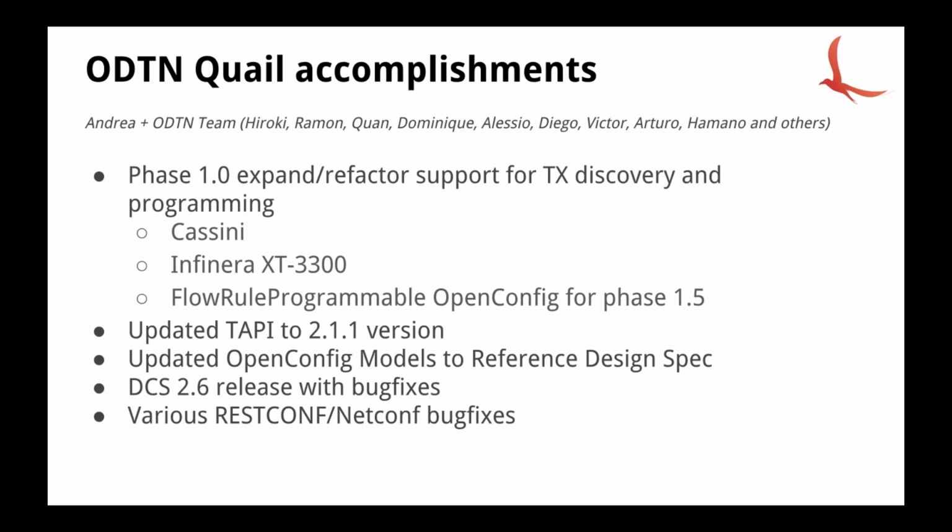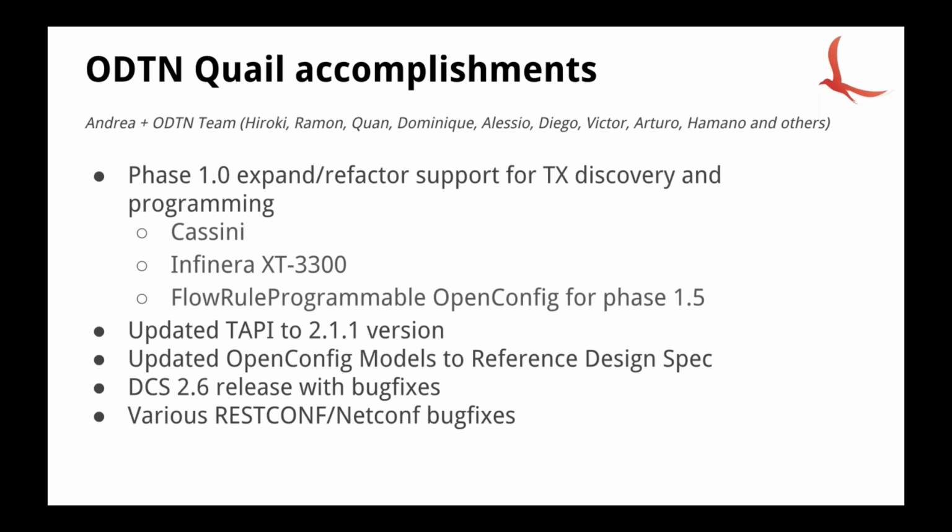So we did expand phase 1.0 with the refactoring of a few drivers. We added the Cassini support. We refactored Infinera thanks to NTT, and we added an initial implementation of the flow programmable for transponders for phase 1.5, thanks to the Metro Hall project. We updated TAPI to 2.1 first, and then 2.1.1 with a few bug fixes that we needed. So that's the northbound of ONOS.